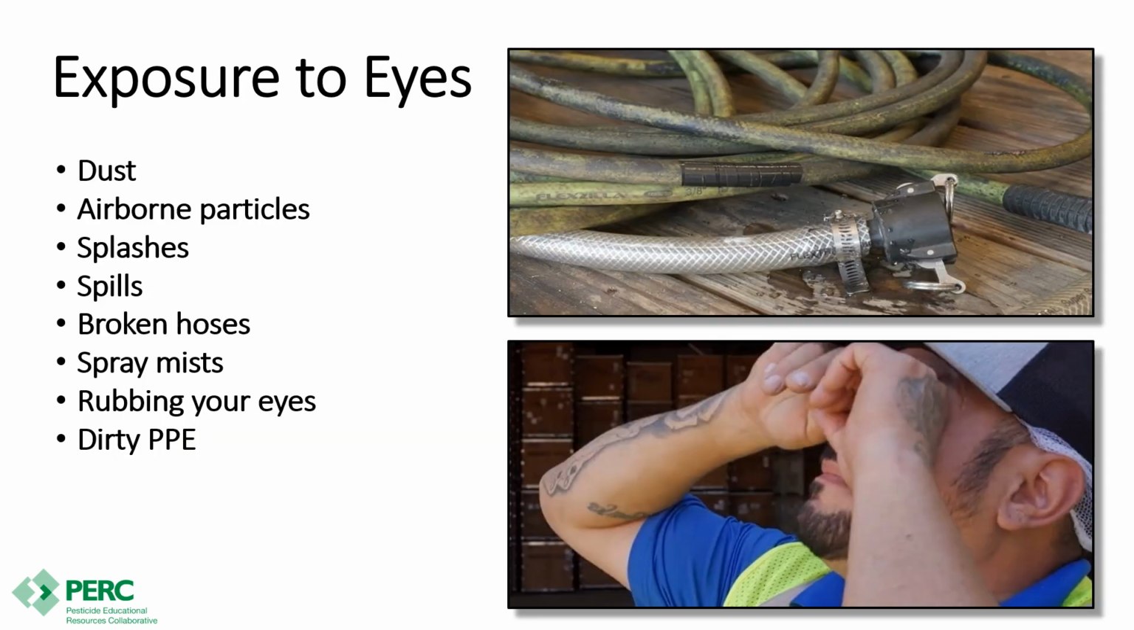Pesticides can get into your eyes from airborne dust or particles, splashes or spills, broken hoses, spray mists, by rubbing them with contaminated hands, or residues from dirty PPE. The tissues of the eye are extremely absorbent. Because of this, pesticides can easily move from your eyes to other parts of your body and cause other serious health effects.